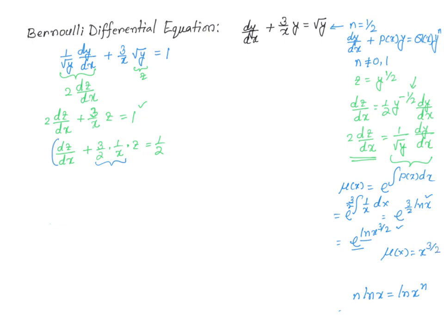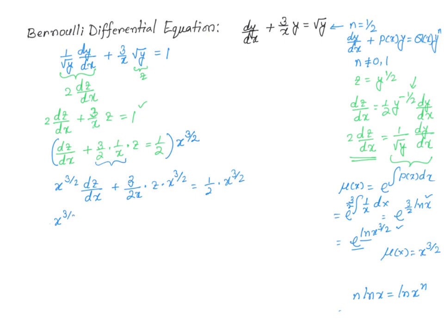Now I'm going to go ahead and multiply both sides of this equation by mu of x, which is x to the power 3 over 2. That's going to give me x to the power 3 over 2 times dz over dx plus 3 over 2x times z times x to the power 3 over 2 is equal to 1/2 times x to the power 3 over 2. Now if I simplify it, this is what I'm going to get.